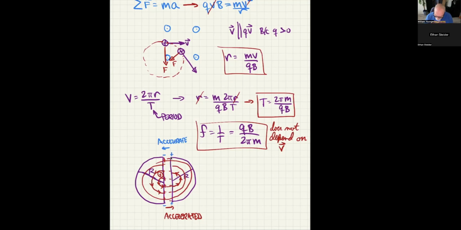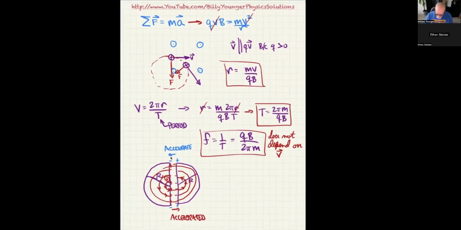But it was all because that frequency didn't depend on the velocity. That allowed us to just rapidly change the frequency, or change the polarity of the 2Ds according to the frequency formula. And then that would automatically just speed up whatever particle we had for the magnetic field we had. Any questions on that one?